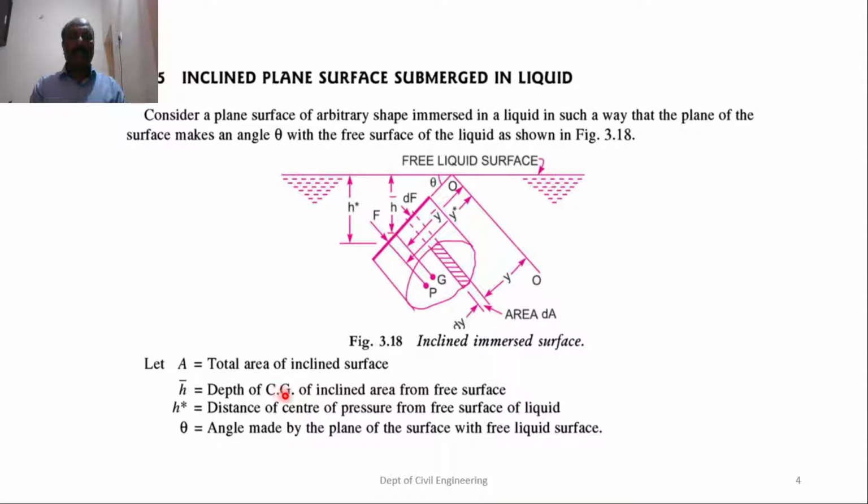Then h bar is the depth of the CG of the inclined surface from the free surface. h star is the depth of the center of pressure from the free surface of the liquid, and theta is the angle made by the plane surface with the free surface of the liquid. This is theta.